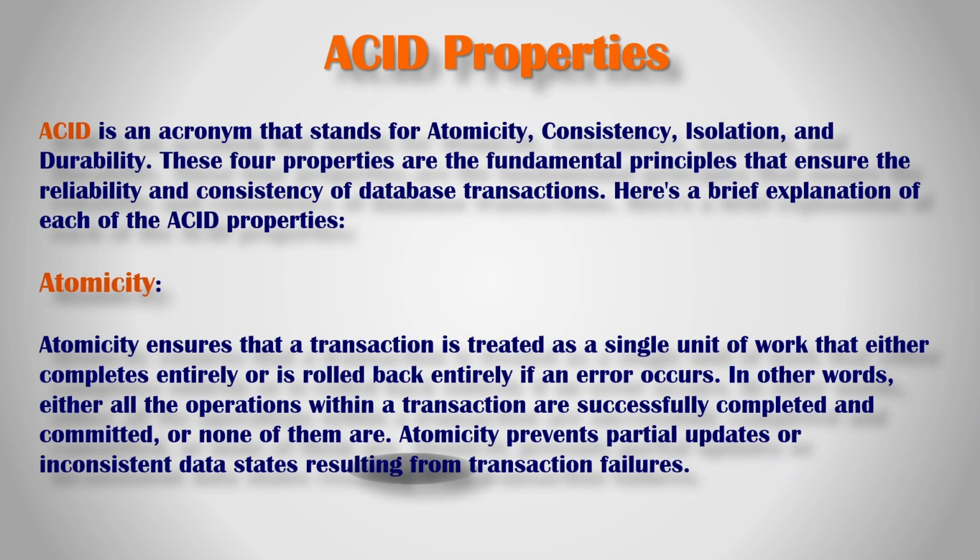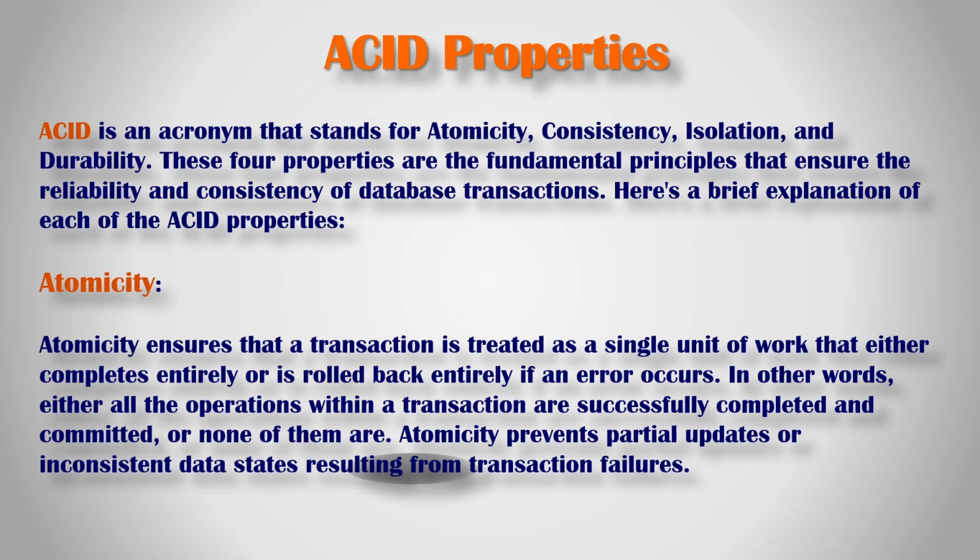ACID is an acronym that stands for atomicity, consistency, isolation, and durability. These four properties are the fundamental principles that ensure the reliability and consistency of database transactions. Here's a brief explanation of each of the ACID properties.